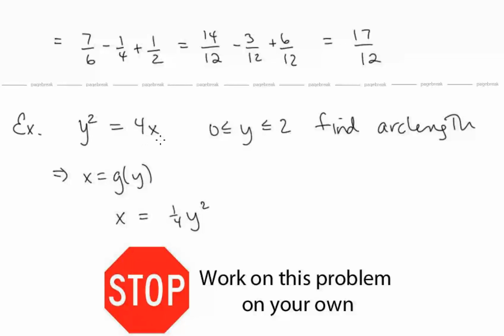y squared is equal to 4x, and we're looking at the y interval from 0 to 2, and we want to find the arc length. So the first thing I notice here is that this is not y as a function of x. This should be written as x is equal to a function of y. So really, we want to solve for x here and write it as x equals a function of y. So here, x is equal to 1/4 y squared. And now you're using the arc length formula that integrates on y, because we have x is equal to a function of y. So take a couple minutes, please pause the video and work on that.